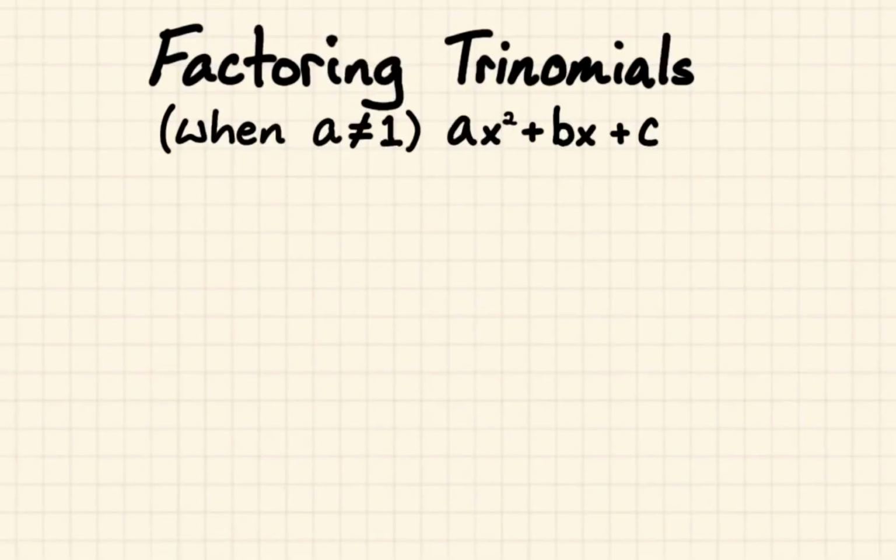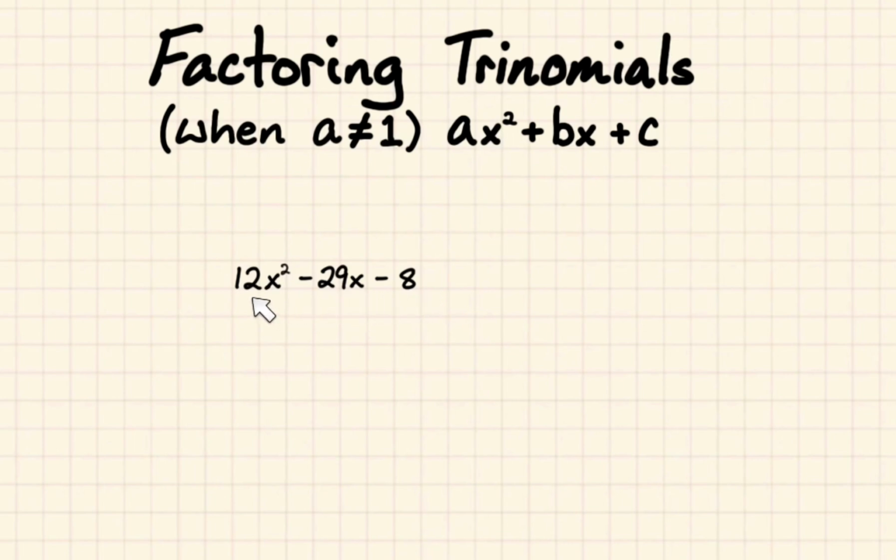Here's a technique for factoring trinomials when a does not equal 1. That means that you're going to have a number times x squared plus or minus a number times x, and then plus or minus a number by itself. Let's try an example. 12x squared minus 29x minus 8.